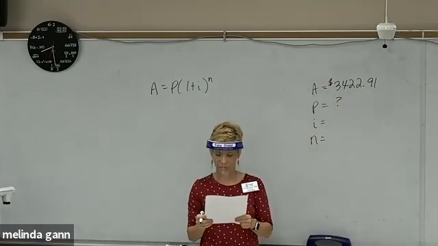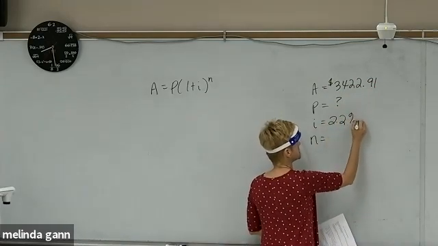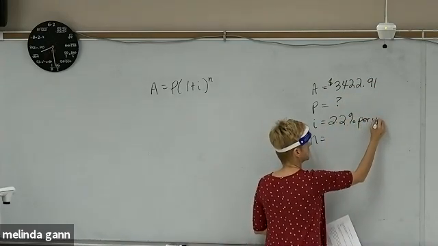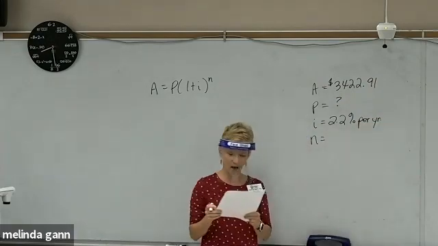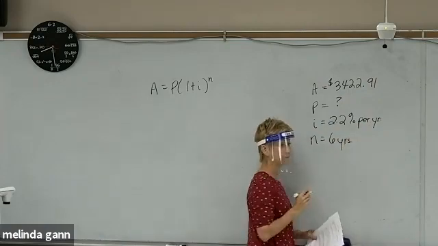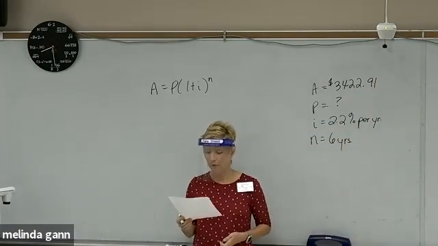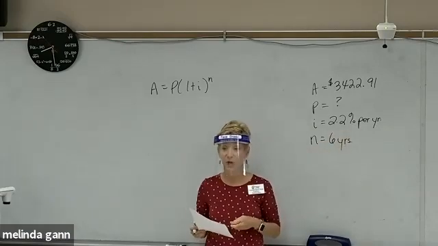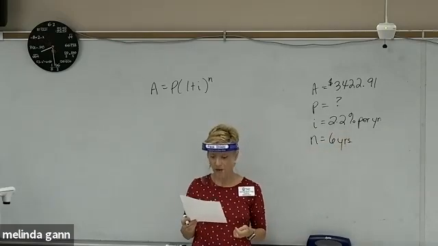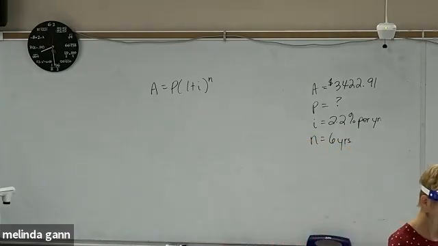Now what's my interest rate? It says 2 point what? 2.2%. Doesn't say, so it must be per what? Per year. And how long am I doing this? For 6 what? Years. But my problem is they match, but they don't match in terms of my periods. This is compounded what? Monthly. So everything's got to be in terms of months.